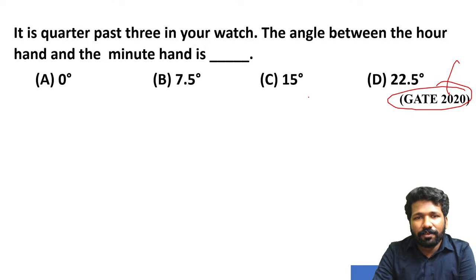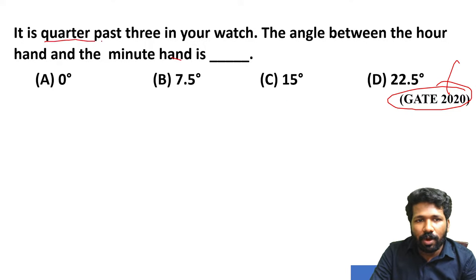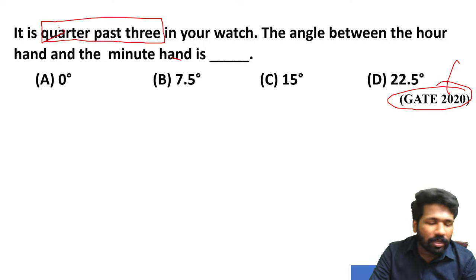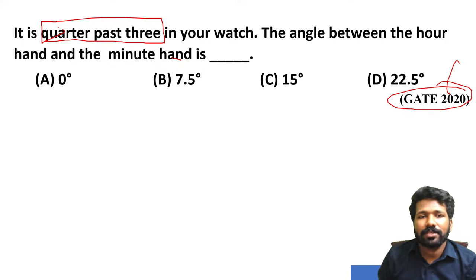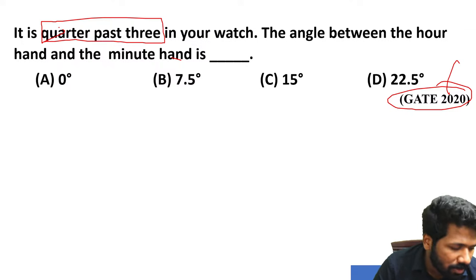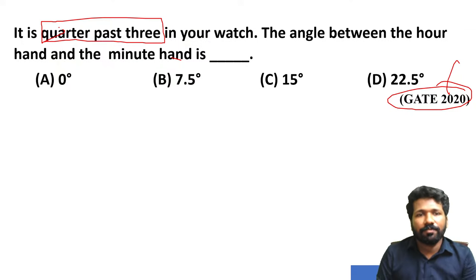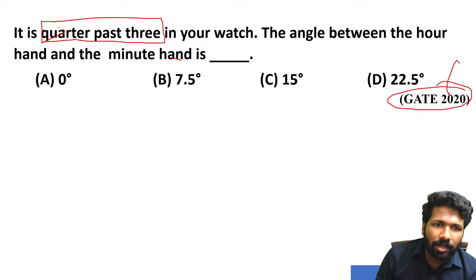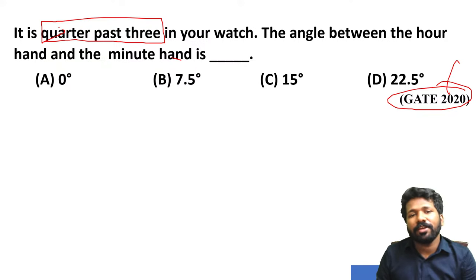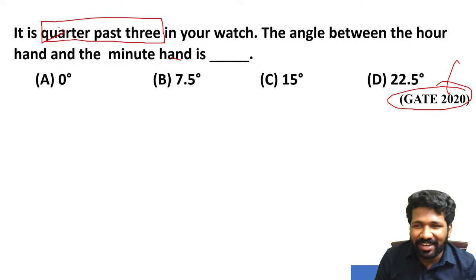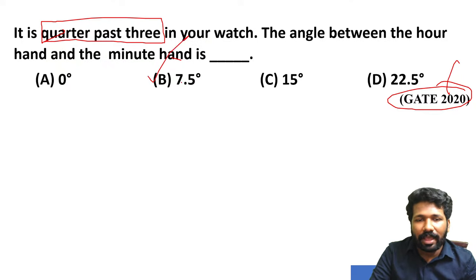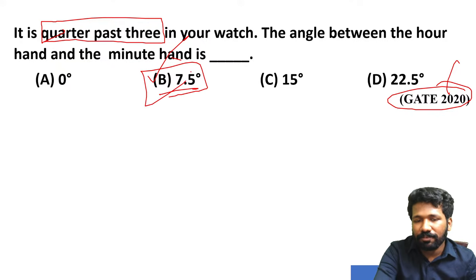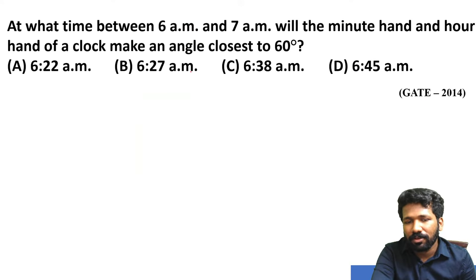Here, instead of directly mentioning 3:15, they mention quarter past 3. Quarter past means a quarter hour after 3. That way also the question can be asked. A quarter hour means 1 hour is 60 minutes, so a quarter hour is 15 minutes. So 15 minutes after 3, that is 3:15. That means literally the same question. At 3:15, what is the angle between the minute hand and hour hand? 7.5. Same question itself. All of you understood?